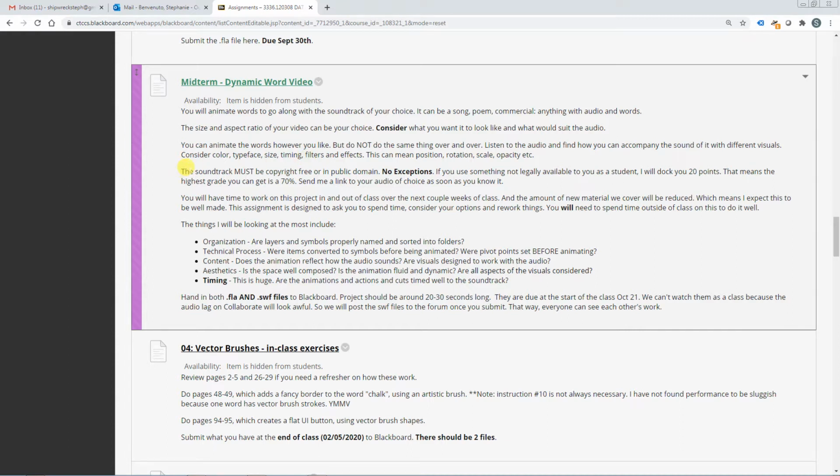So soundtrack must be copyright free or public domain. So Creative Commons public domain, something that's yours, something that you have direct permission from the person to use it for. This is worth 75 points, and I will dock you 30% of that if you do not give me some audio that is legally available to you as a student. And that will mean sending in a link to me before next week, because you want to have as much time to work on this as possible. So as soon as you figure it out, send me a link, say, hey, this is okay, does this work? And I will get back to you as soon as I can, saying yes or no, hopefully yes.